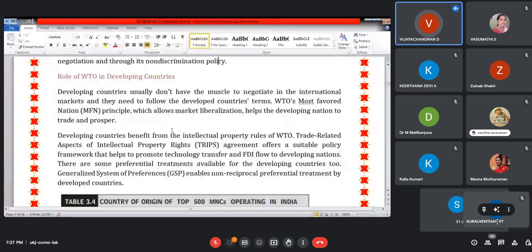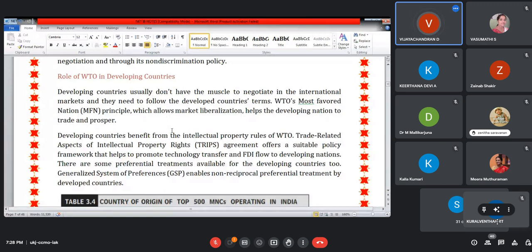With the help of WTO, what are the benefits for developing countries like India? They can negotiate in the international market and follow the developed countries' terms. The WTO's most favored principle, that is MFN, allows market liberalization and helps a developing nation to enter into the trade. So there will not be any problem for the developing nation in international trade. That will be managed by the scheme. What is that scheme? MFN. MFN means the most favored nation.